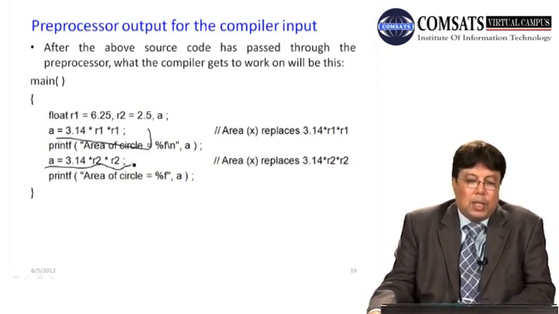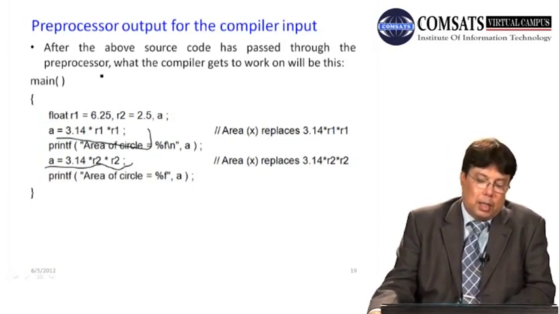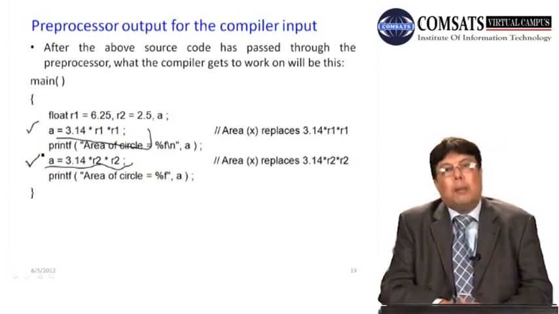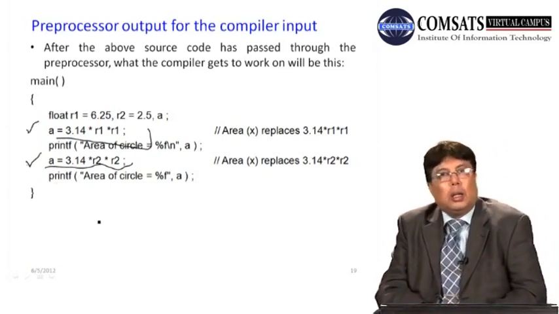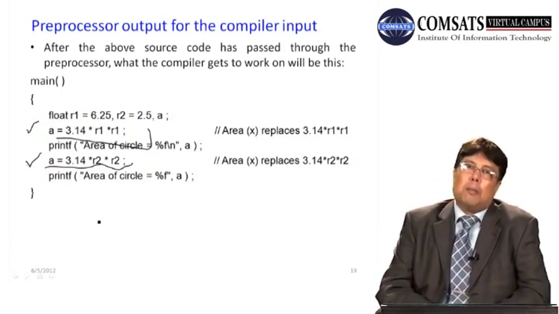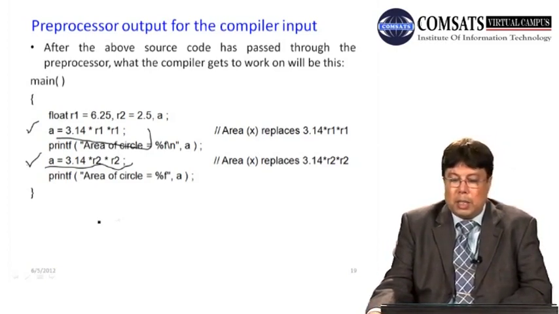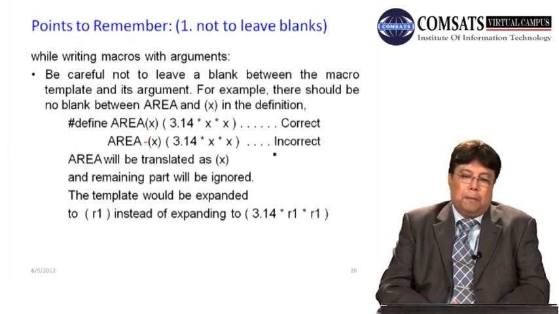So the compiler will never see area of x, rather the compiler will only see these two statements, जिन statements को the compiler should translate or compile and find out the syntax errors and produce the object code. So area of x is replaced with 3.14 and so on, and area of x the next time is replaced with this one. Okay, points to remember.